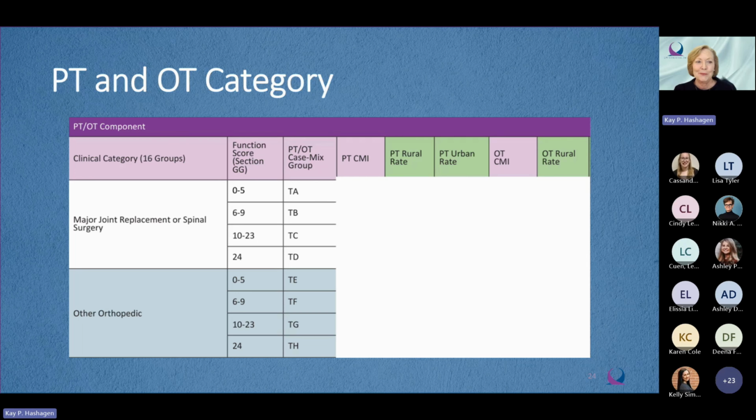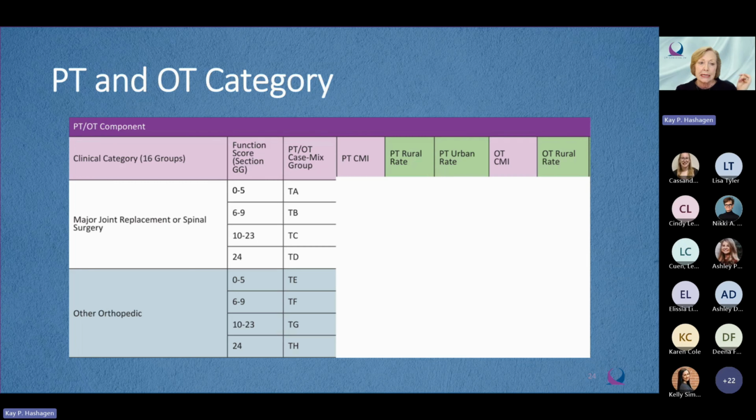Thinking about PT and OT, the category is really the first character in your HIPPS coding. On the actual tool, of course, there are 4 clinical categories, and then you'll be able to see the function scores that come from your Section GG coding, and then that will show you your case mix, and then it'll show you the rate.